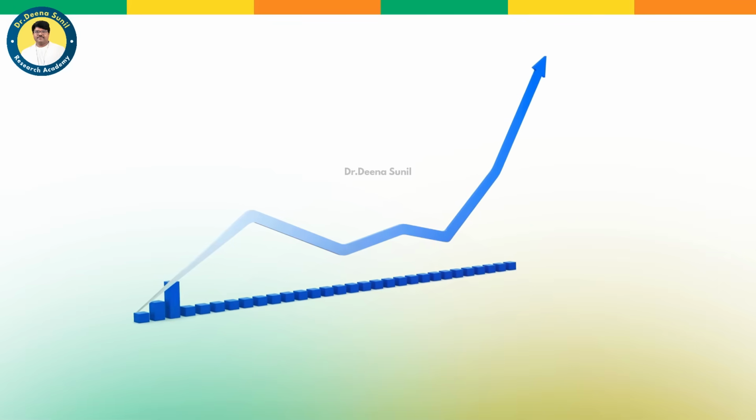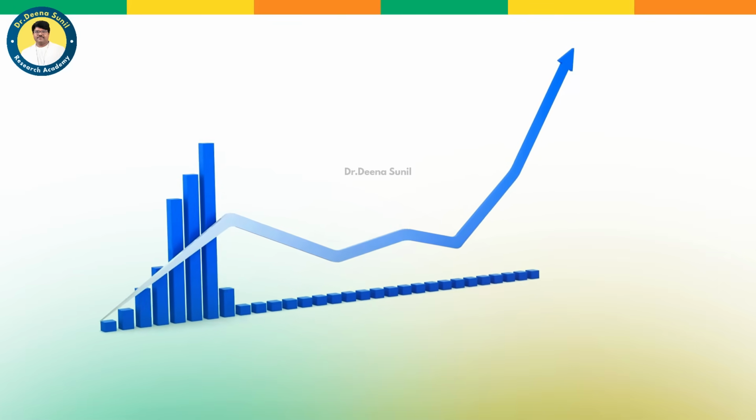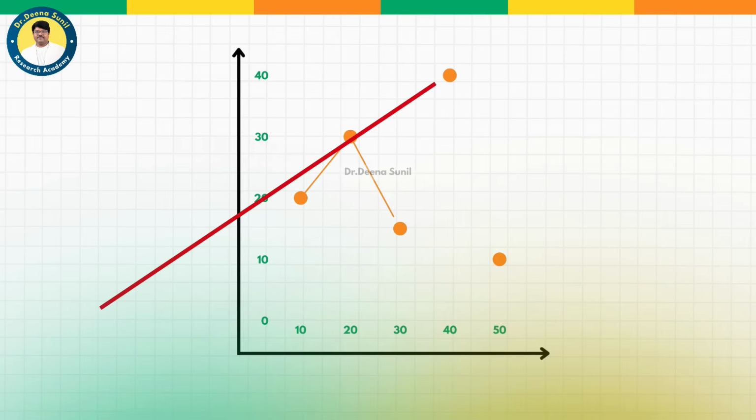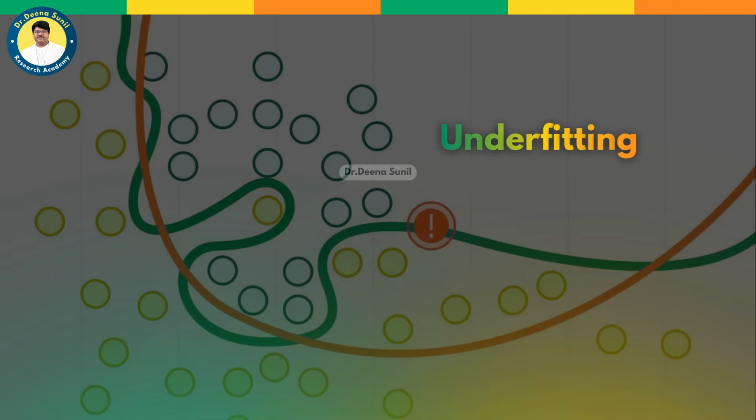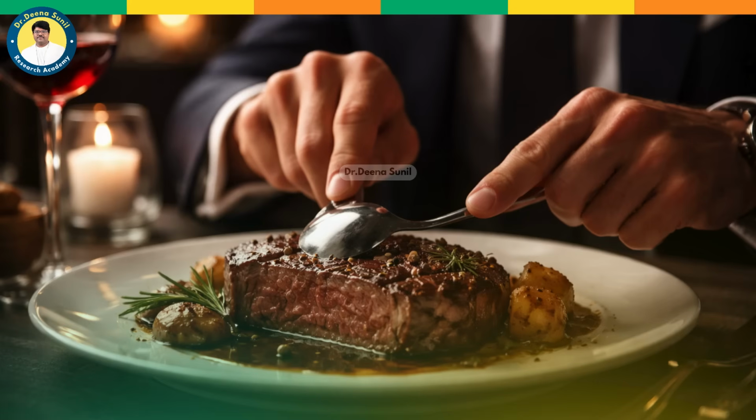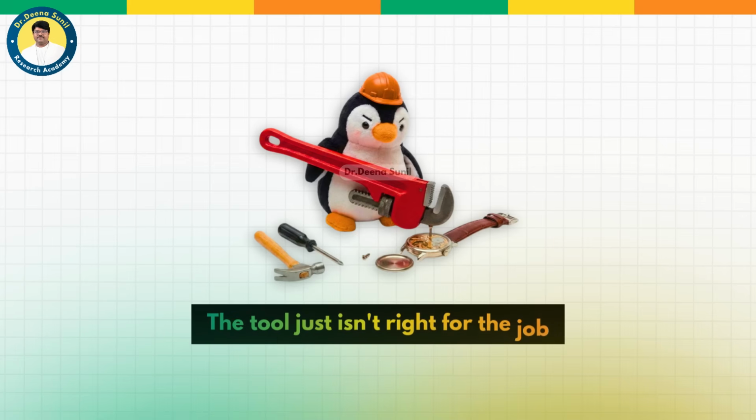Now imagine trying to draw a straight line through the curve with a ruler. You can't. If you draw a line going up, you miss the drop at the end. If you draw a flat line through the middle, you are missing everything. This is called underfitting. The model is too simple. It's like trying to cut a stick with a spoon. The tool just isn't right for the job.